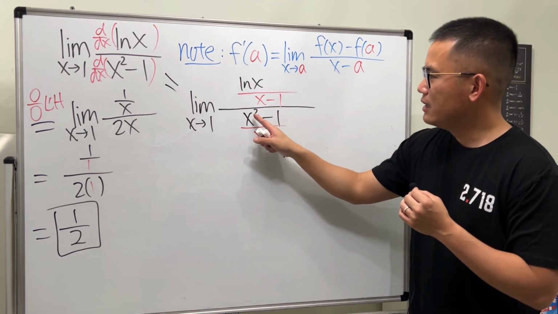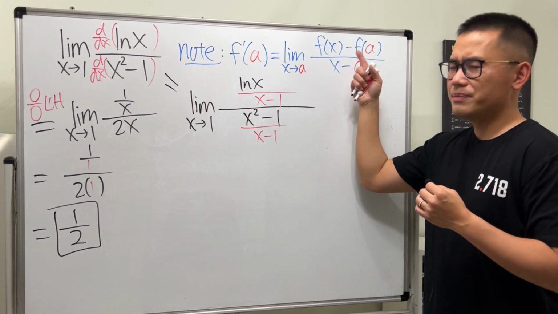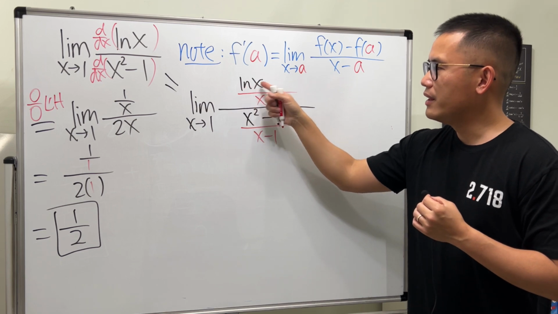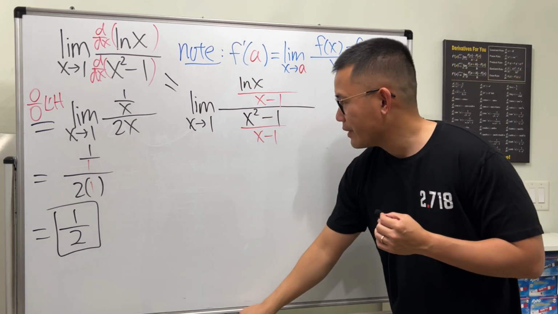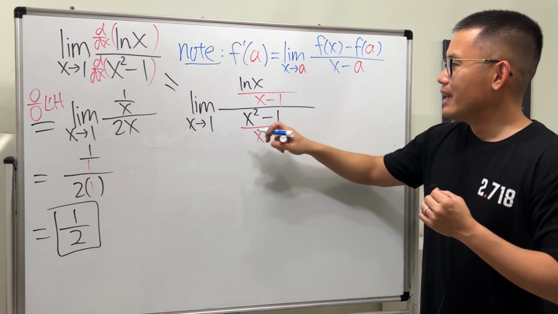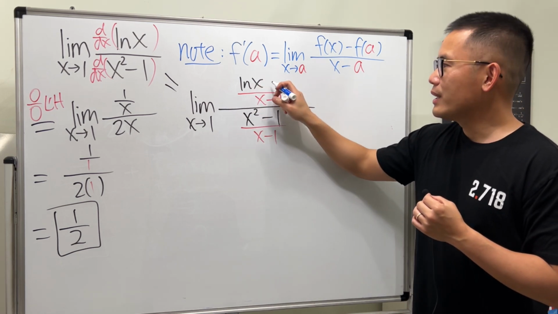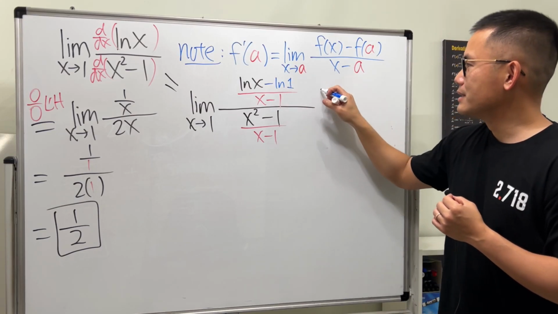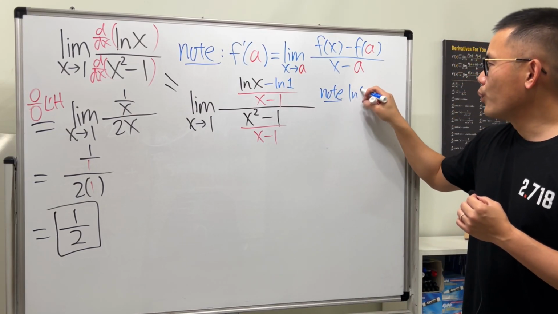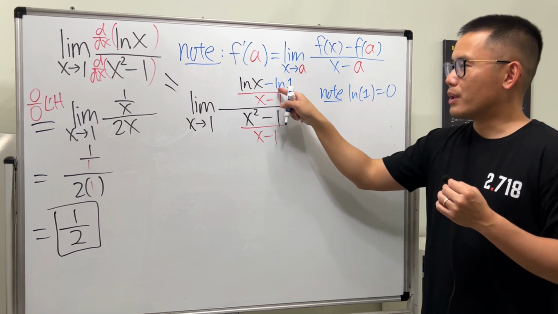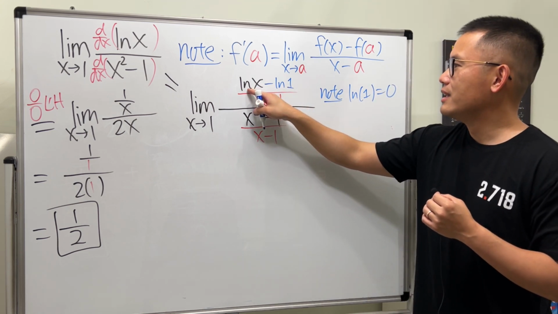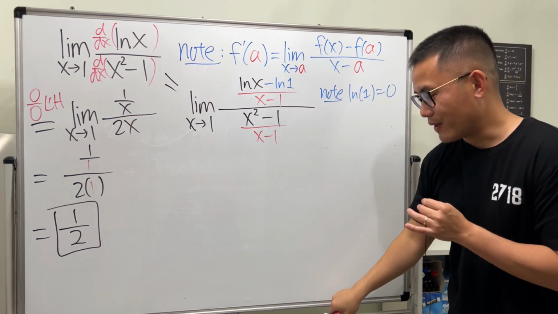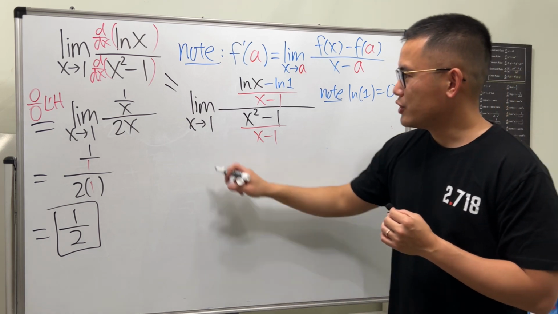Now if you look at this part, it does look like the definition of the derivative. But how about this though, because I only have ln x. Well, don't worry, because we can do the following. This is ln x. I can write it as ln x minus ln 1. Why? Because note that ln 1 is equal to 0. So I can purposely put it here, so that means you can see this is the function and this is f at that x value 1. Now check this out.